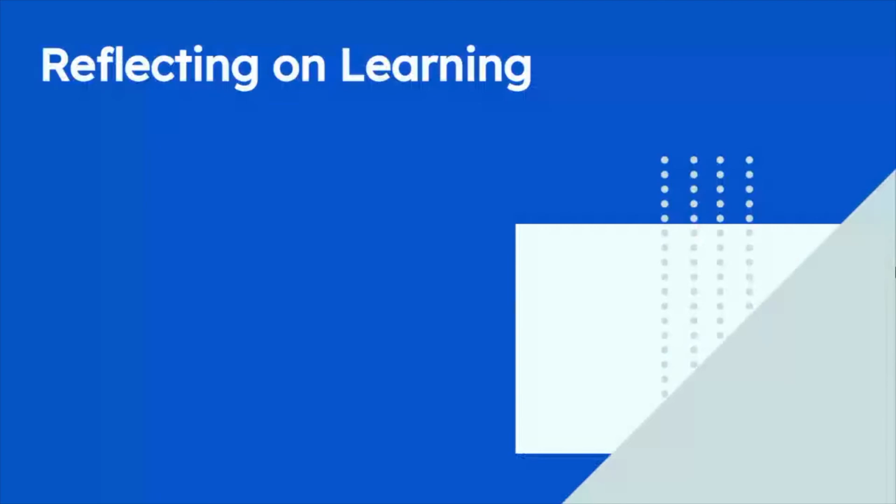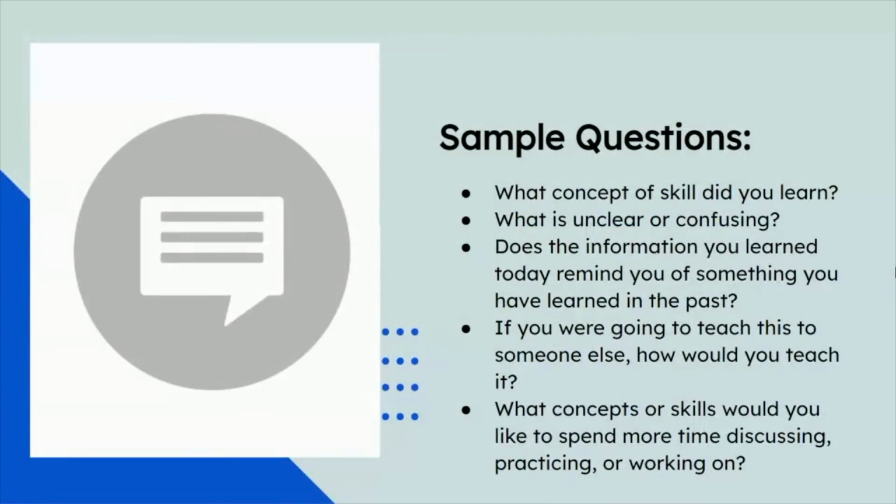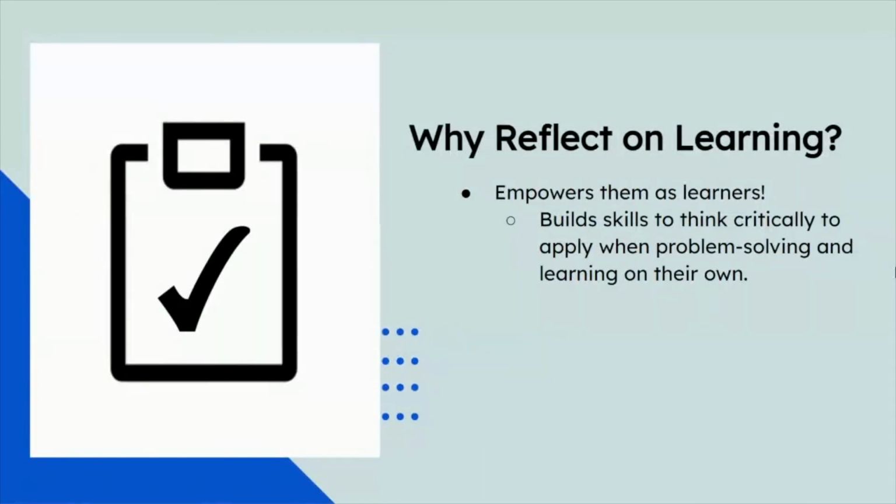What about the end of the lesson, letting students have that opportunity for reflecting on their learning? Here are some example questions you might ask them at the end. What concept or skill did you learn? What is unclear or confusing? Does the information you learned today remind you of something you have learned in the past? If you were going to teach this to someone else, how would you teach it? What concepts or skills would you like to spend more time discussing, practicing, or working on?